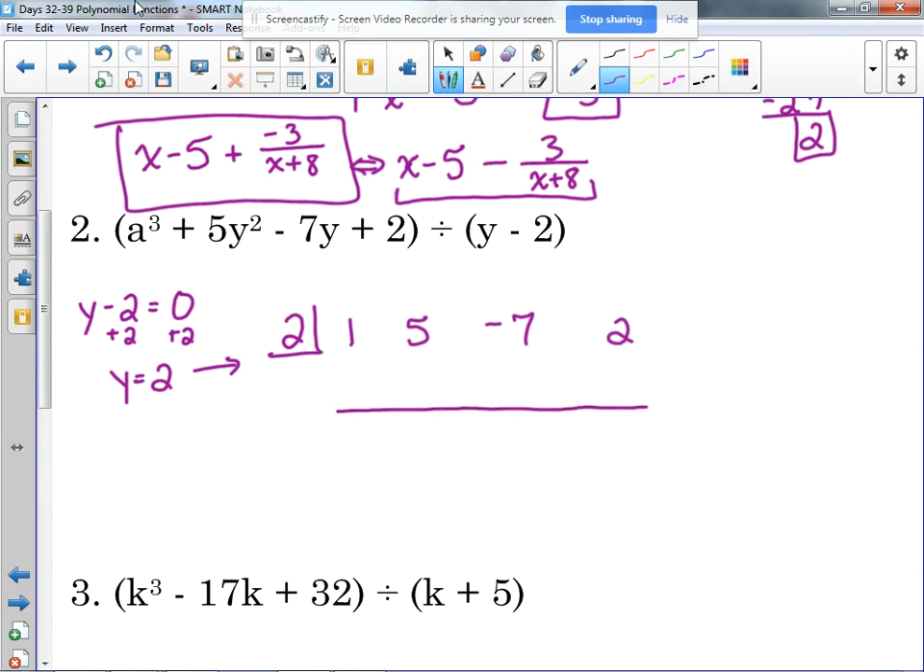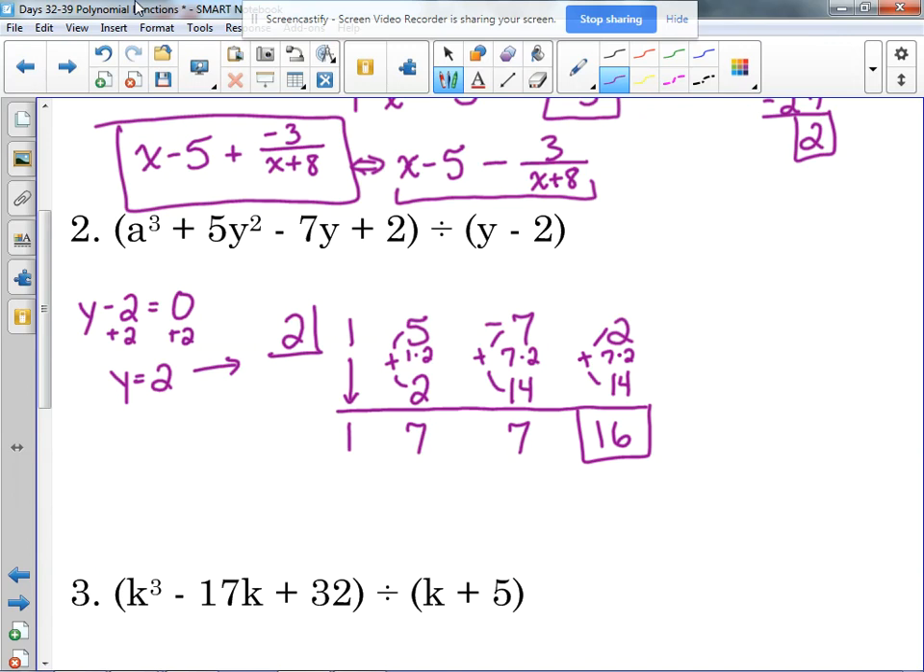Bring down the first number. Bring down the 1. 1 times 2 is 2. 5 plus 2 is 7. 7 times 2 is 14. Negative 7 plus 14 is positive 7. 7 times 2 is 14. 2 plus 14 is 16.